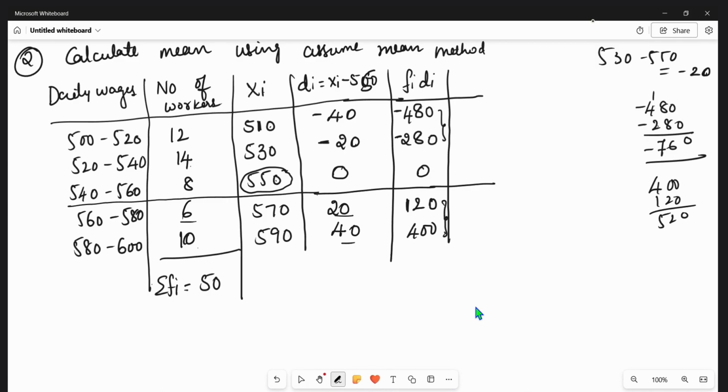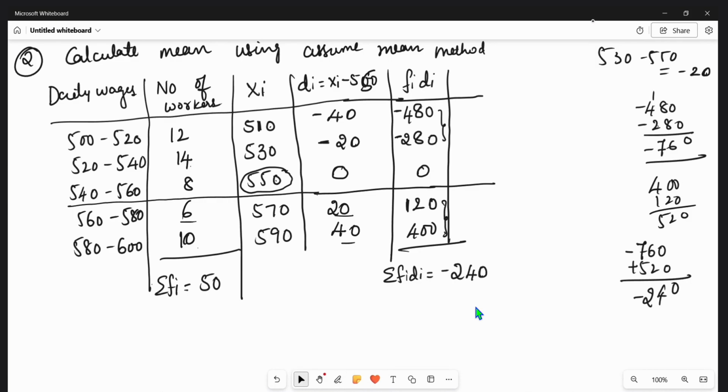So add these two. What will you get? Minus 760 plus 520. That is the subtraction you have to do. Put the sign of the bigger number. So you will get minus 240. So sigma Fi into Di is equal to minus 240.